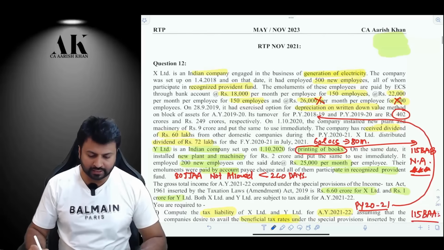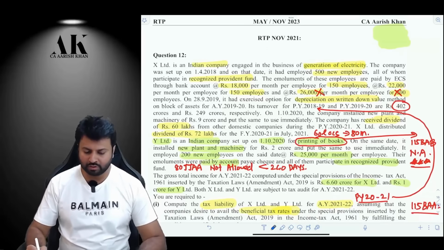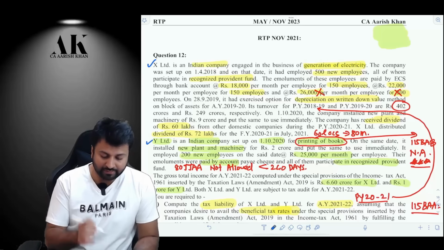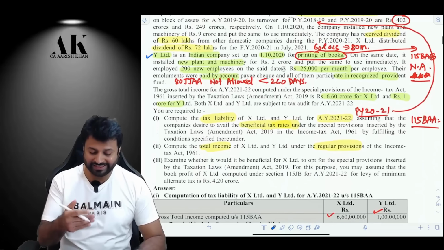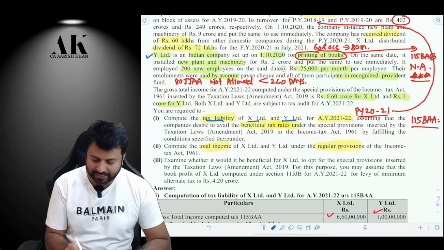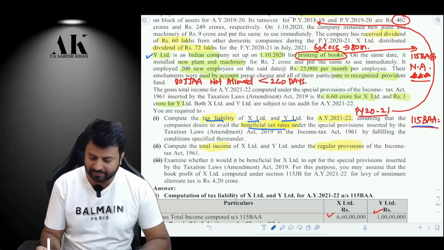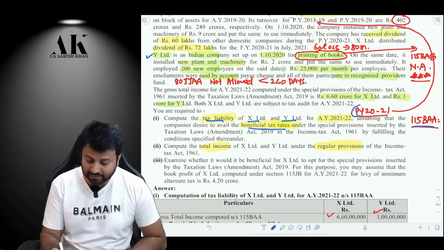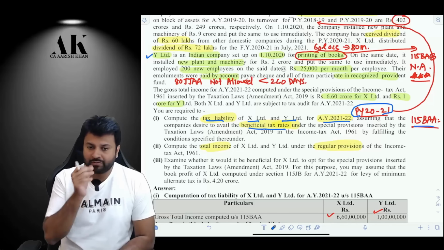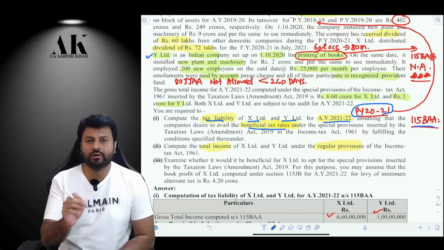So let's move on to the next RTP, that is RTP November 21, question number 12. It's a beautiful question on two companies, X Limited and Y Limited, and we are supposed to compute three different parts. First part is compute tax liability of X and Y as per the beneficial rate, that is 115BAA or 115BAB, for previous year 2021, assessment year 21-22. Be careful, this question is for previous year 2021, assessment year 21-22, so accordingly you have to compute the answers.